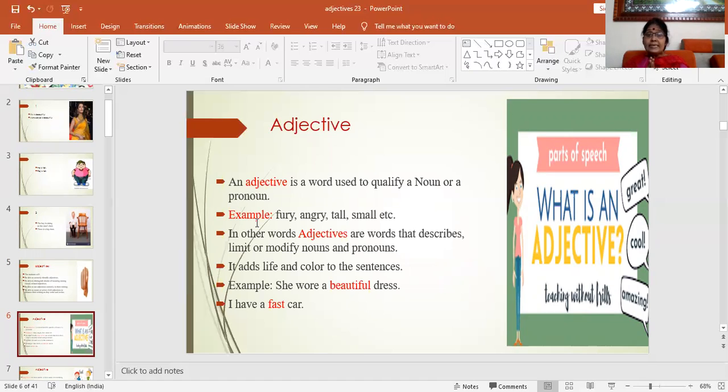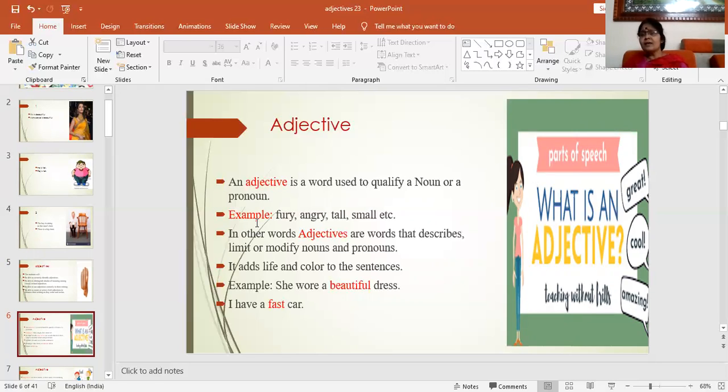Moreover, in other words, adjectives are words that describe, limit or modify nouns and pronouns, right? In other words, they add life and color to the sentence. Say, for example, she wore a dress is very simple. But if I say, she wore a beautiful dress, it is adding more color to the dress. What dress? Beautiful dress. So it is describing the noun dress. I am modifying it more by giving a little more information about the dress.